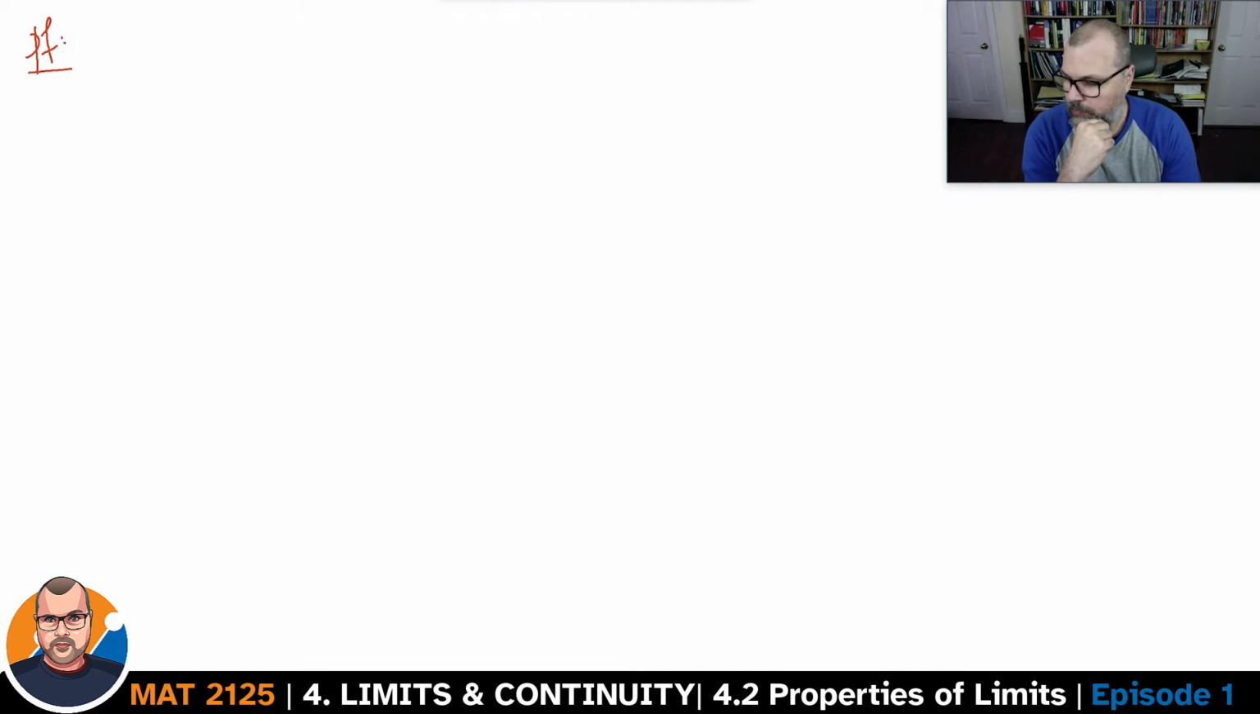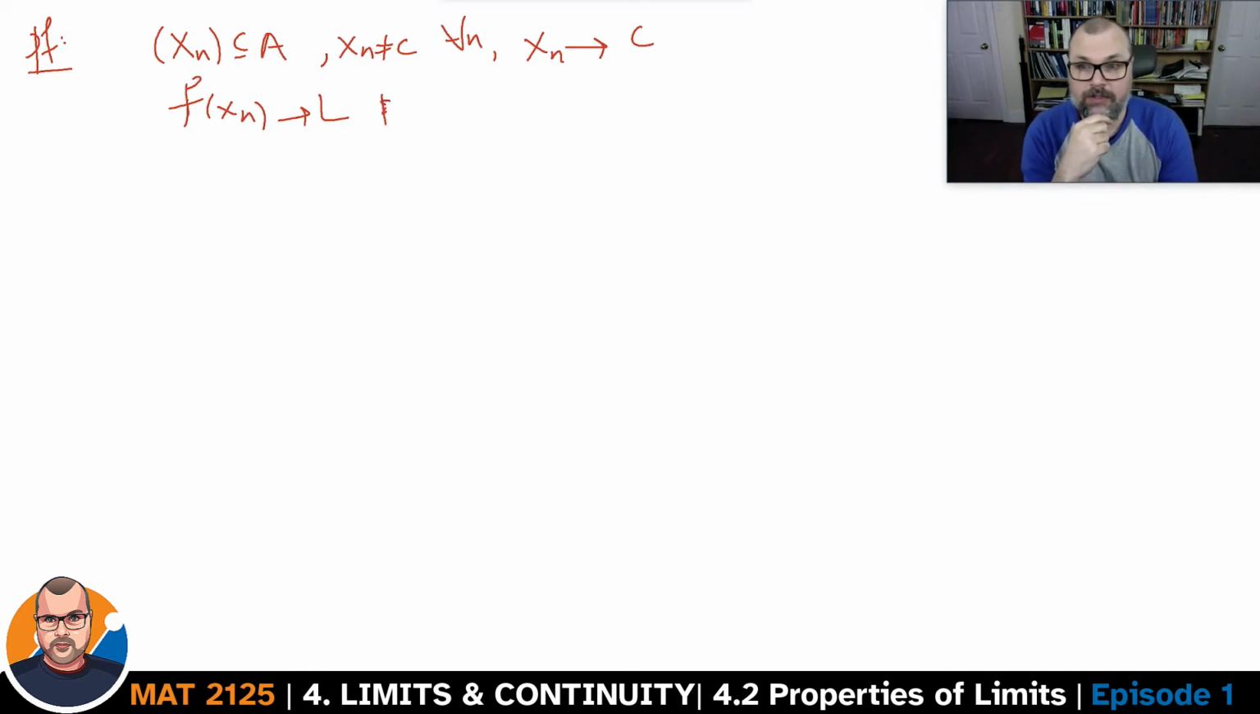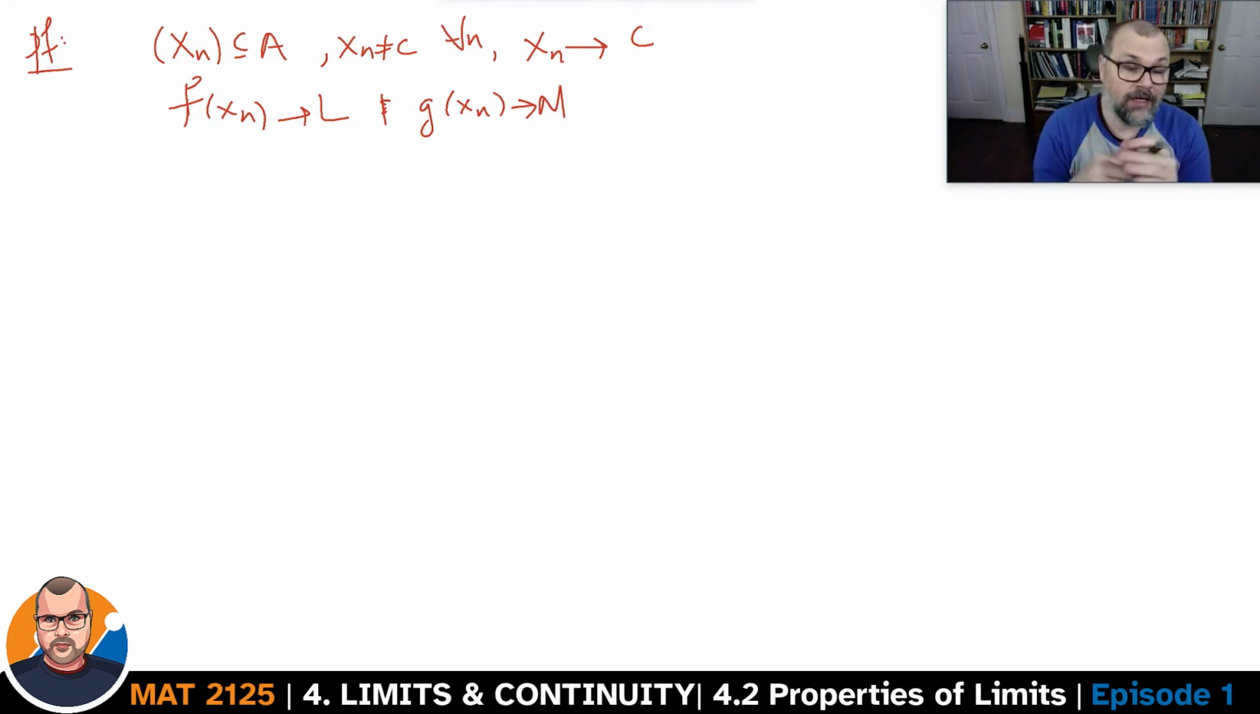So throughout, we'll have xn as a sequence of values in A, xn never equal to c, xn converges to c, together with f at xn converging to L and g at xn converging to M. The top line is an assumption that we make. The second line is not an assumption, it's a consequence of the first line together with the assumption in the theorem that the limit of f at x when x goes to c is L, and the limit of g at x when x goes to c is M. So we combine this with the operations to get the following.